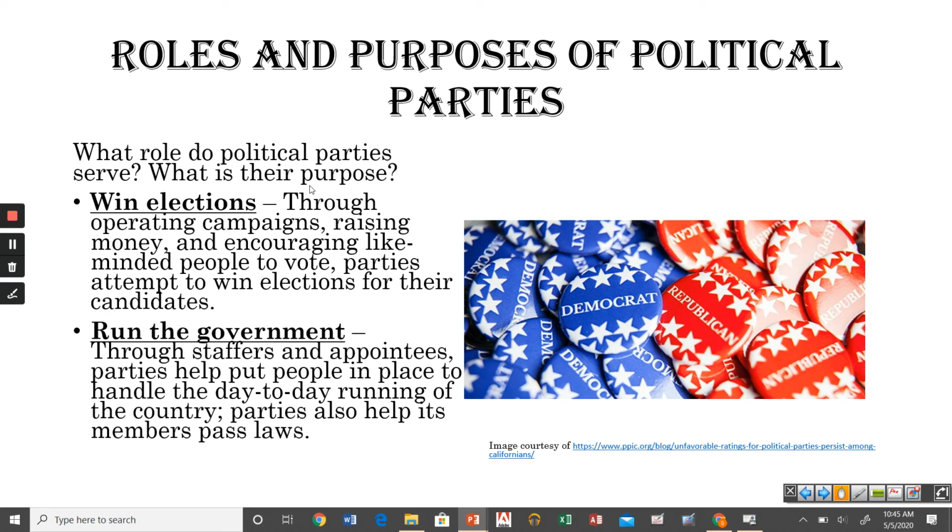Next, they help run the government. And again, you can argue if this would really be the best system. But once someone comes into office, a president, governor, they have to appoint staff. They have to put people in place to handle the day-to-day running of the country. Because there are well over 350 million people in our country.